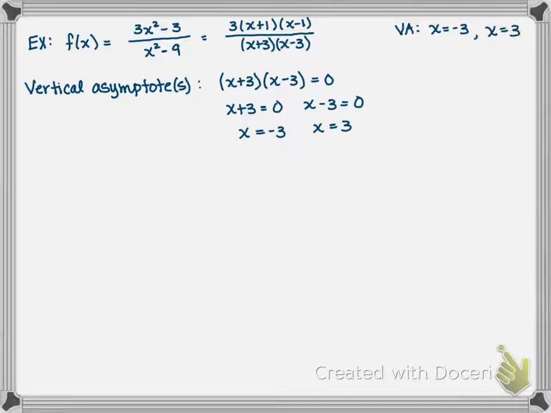And again, notice that those are 2 separate equations for 2 separate vertical lines. We cannot write this as x equals negative 3 comma 3, because we're not listing specific x values. We're actually giving the equation of a vertical line.